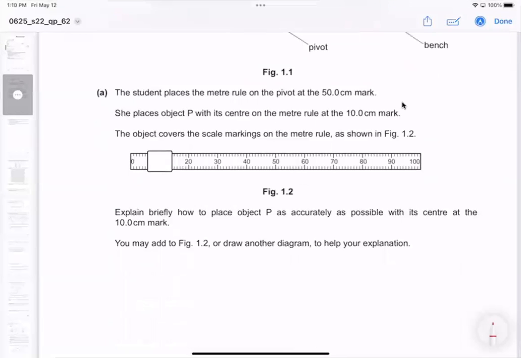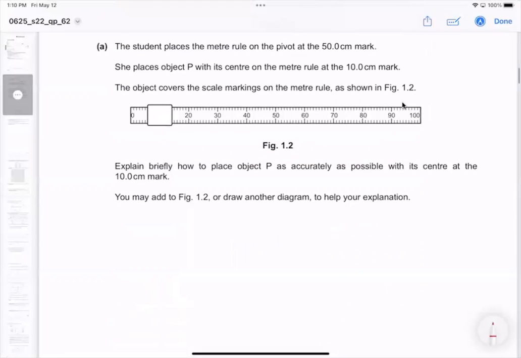It's a problem and we are facing it a lot of the time. Explain briefly how to place object P as accurately as possible with its center at the 10.0 centimeter mark. You may add to figure 1.2 or draw another diagram to help your explanation. How are we going to do this?